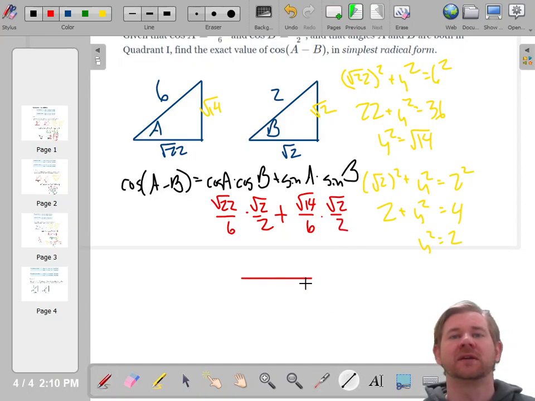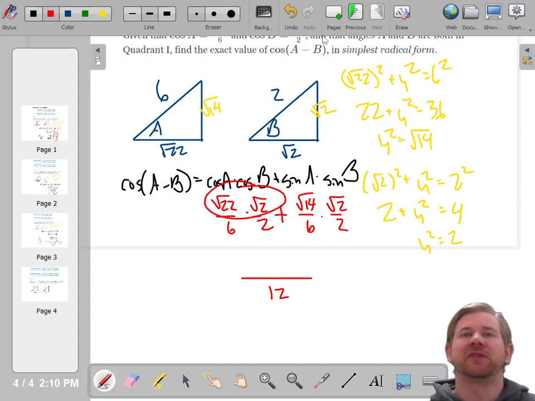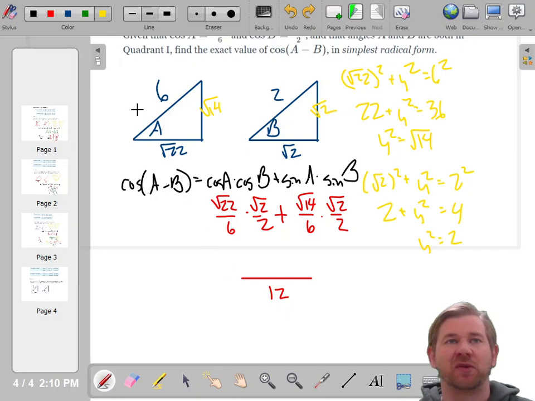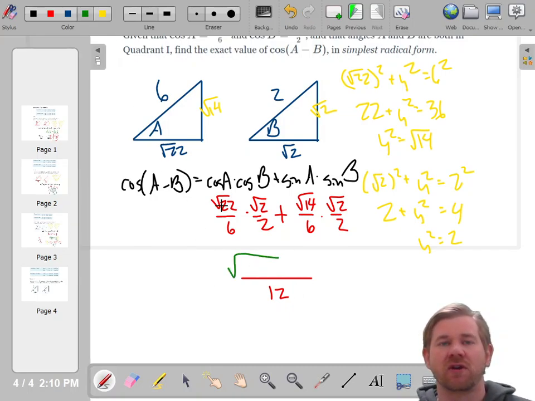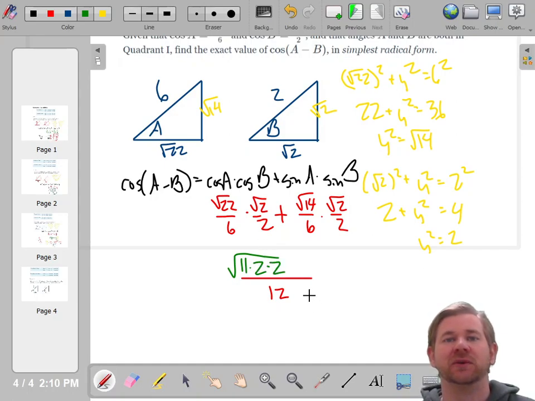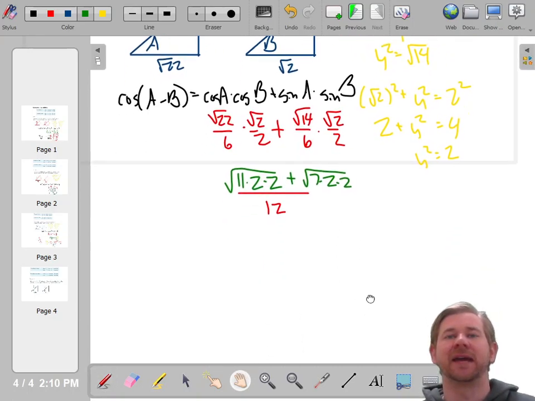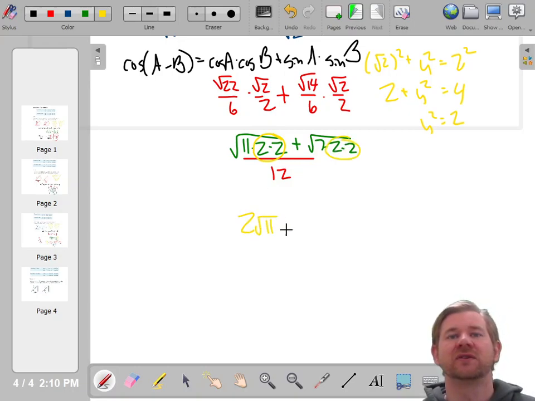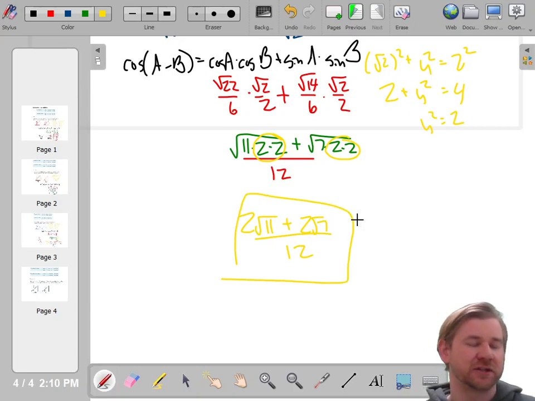We got a common denominator, 12. Now, to simplify that, I could do 44 and make a factor tree, but I know I'm going to have to break it down, so let's work smarter, not harder. 22 is 11 times 2, and then I have to multiply that by 2. And 14 is 7 times 2, and I have to multiply that by 2. So I kind of did that in my head just to make it easy, because now I can say this is 2 radical 11 plus 2 radical 7 over 12, and that's your best answer.